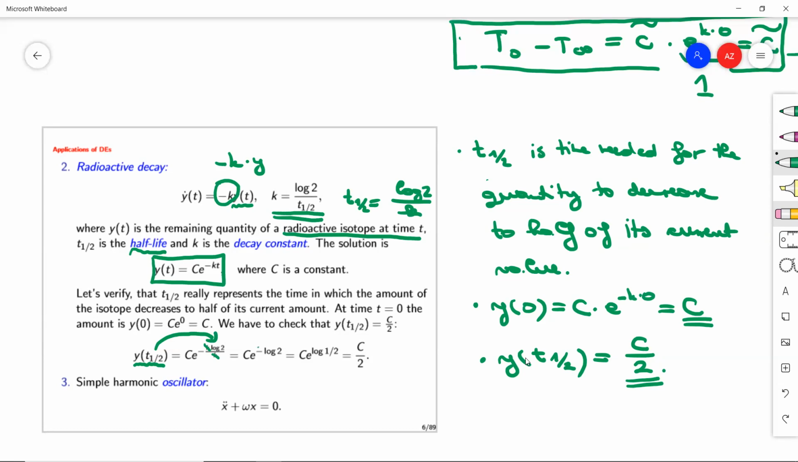Now this minus 1 jumps into the exponent. So we have logarithm of 2 to the power of minus 1, which is just the logarithm of 1/2. And now e and logarithm are inverse functions. So e to the power of logarithm is just the argument. So e to the power of logarithm of x is x, since e and logarithm are inverse functions. So what remains is 1/2. And we really get c over 2.